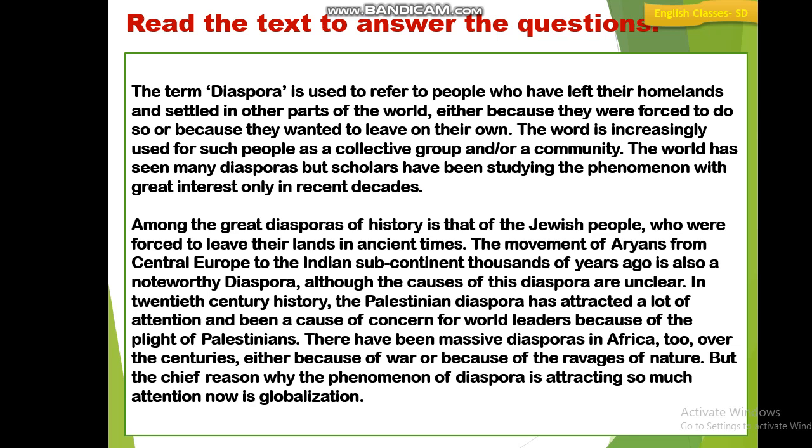There have been massive diasporas in Africa. Africa is also known for diasporas. Over the centuries, for a long period, diasporas have been happening, either because of war or because of the ravages of nature. Two reasons are clearly mentioned. One is war, and the other is ravages of nature. Nature is not friendly to them sometimes. When it becomes destructive, they have to leave their land.